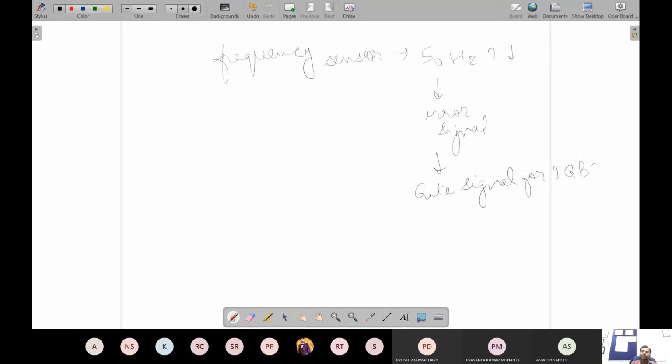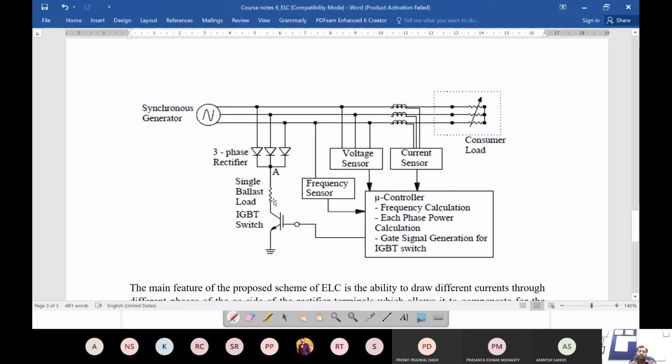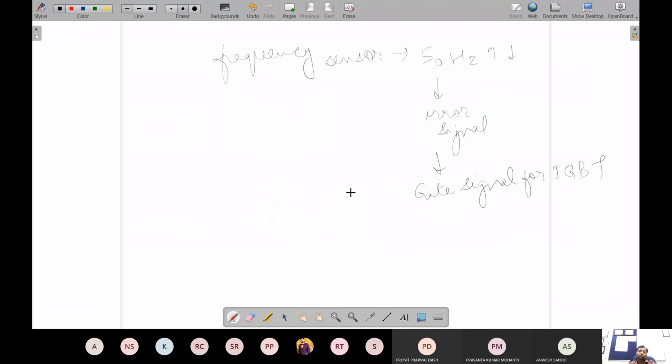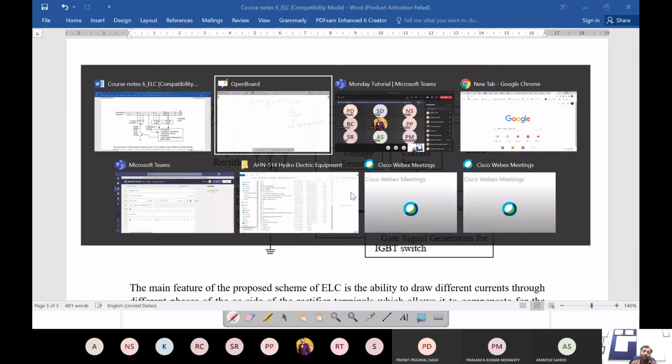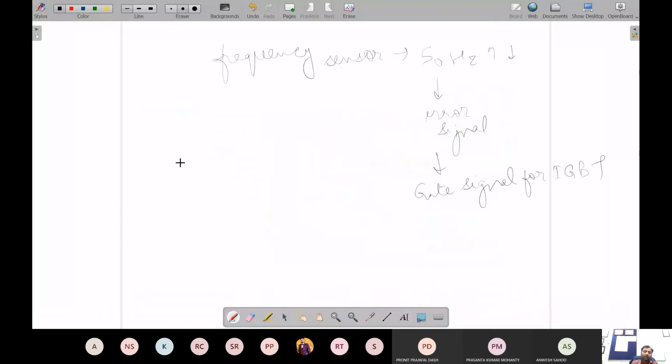This IGBT device conducts whenever there is a gate signal applied to the gate terminal. So how much power, for how much duration and what current you need to draw. One thing is for how much duration you need to draw, and also how much current you need to draw. For that, the voltage and current sensors come into the picture. The voltage and current sensors can be your typical PT, so voltage can be sensed through a potential transformer and current through a current transformer.